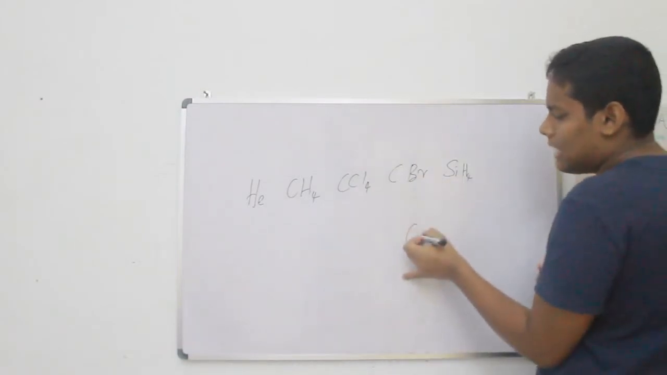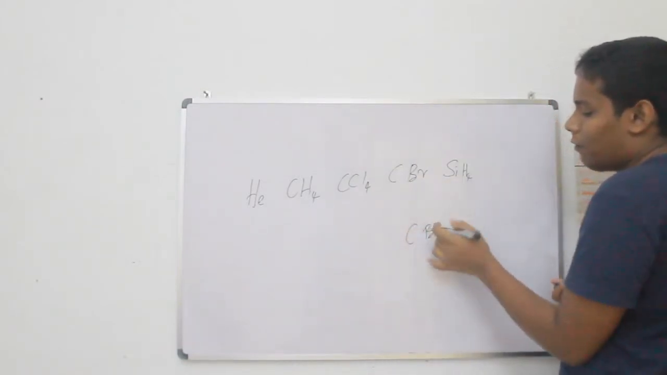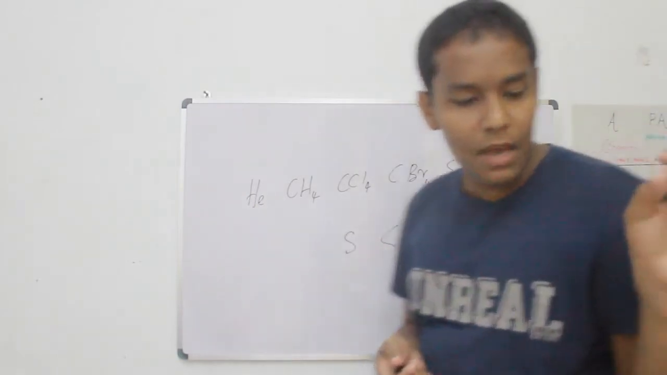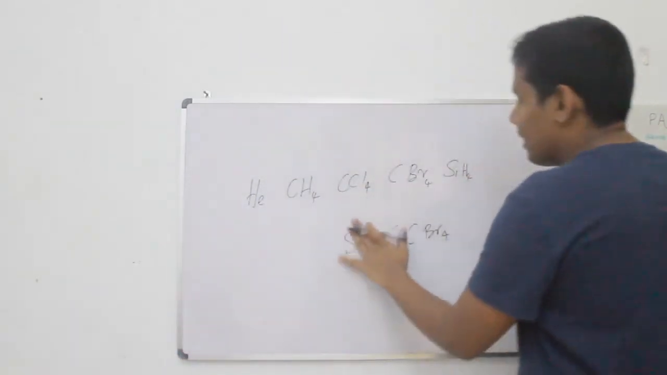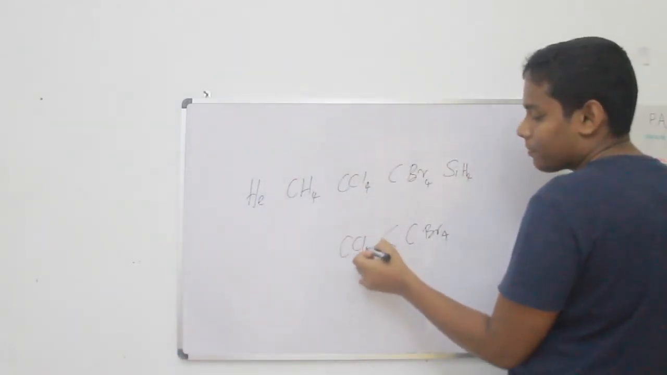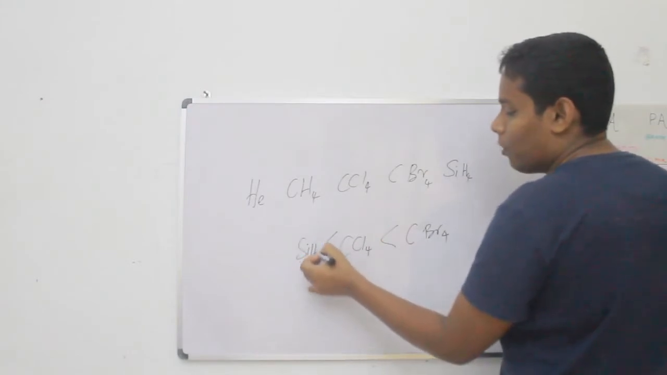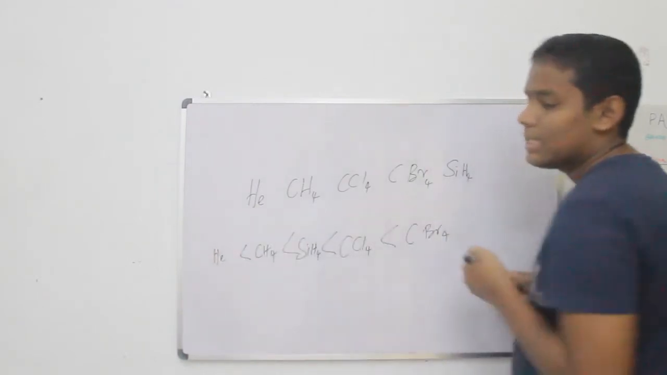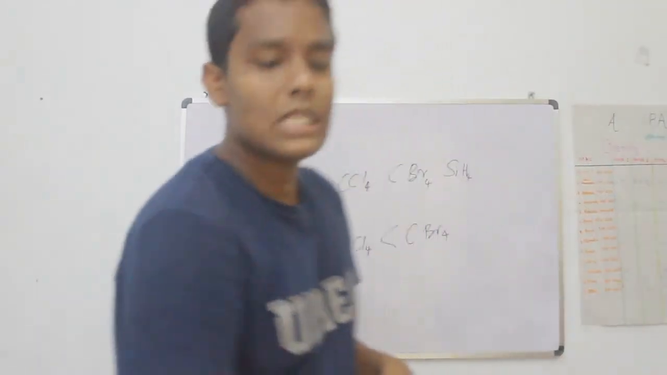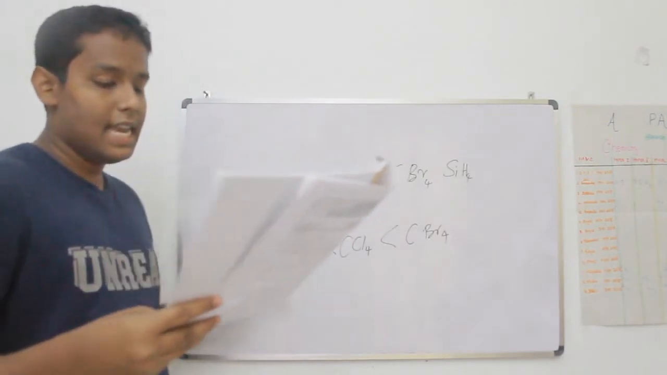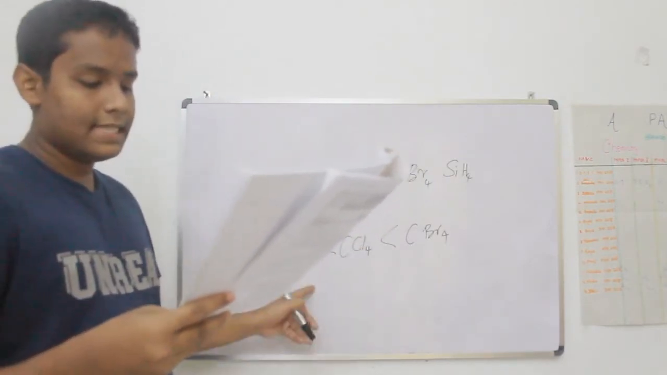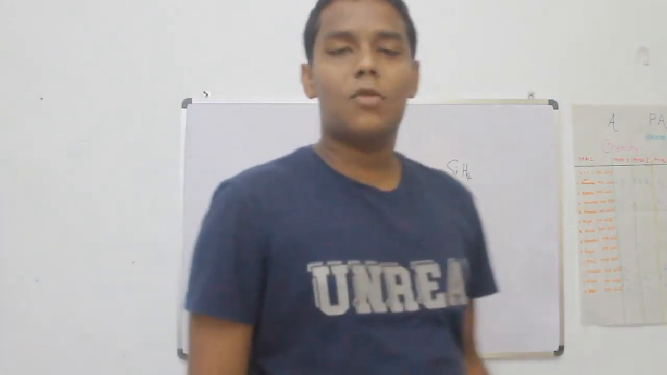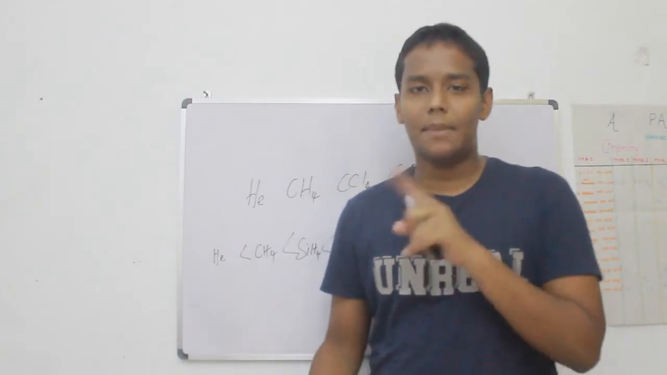So the highest molar mass is CBr4. Now the highest one is CBr4, and then the next one will be CCl4, then SiH4, then CH4. Last will be helium because it's the one with the smallest molar mass. Okay, helium, CH4, SiH4, CCl4, CBr4. Your answer will be answer number 3. For question number 11, your answer will be answer number 3.